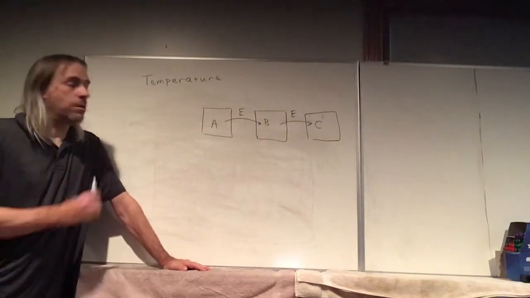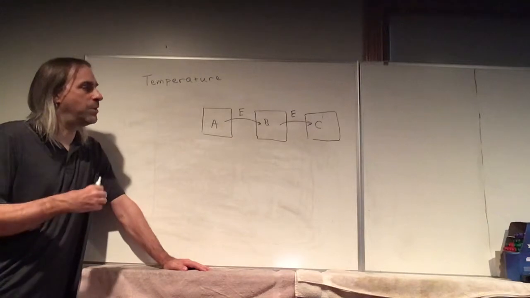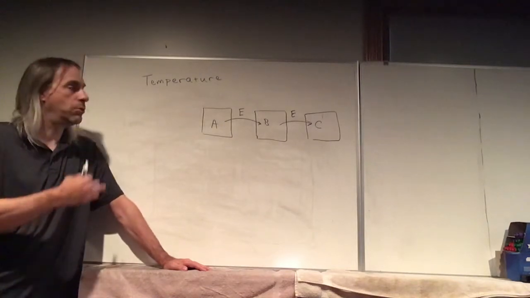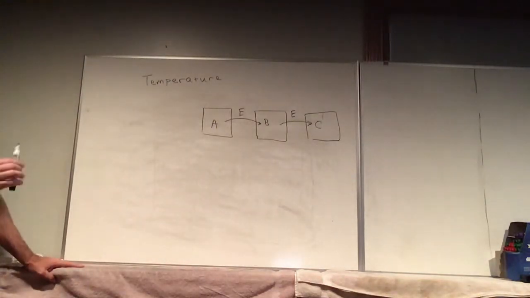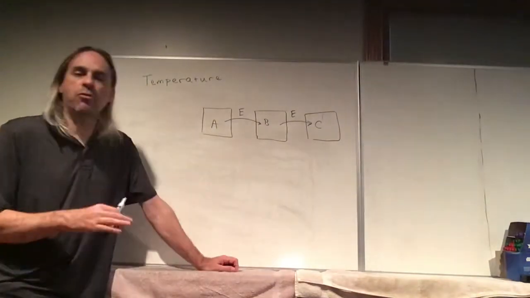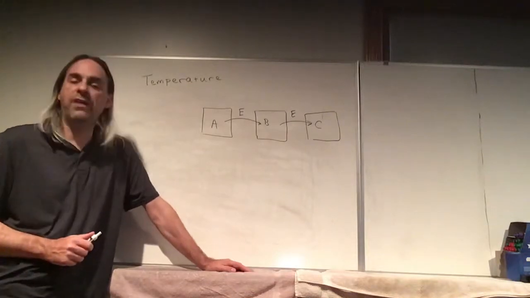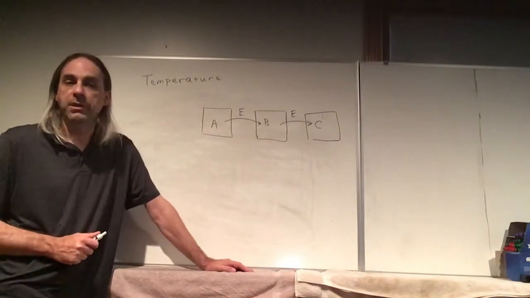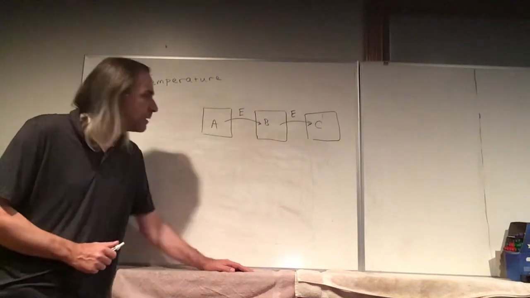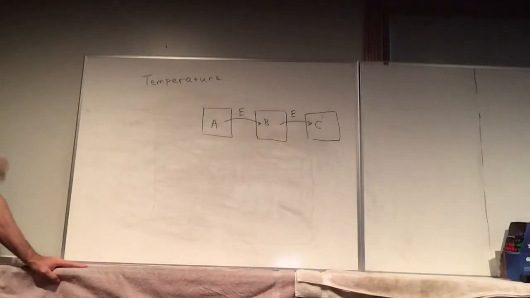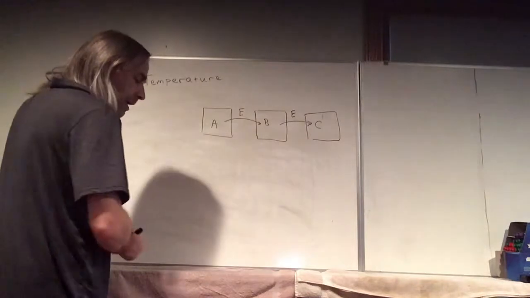Now, we want to do better than that, though. We want to actually be able to assign a numerical value to what temperature is. And we're going to, right now, have an operational way to define a temperature scale. So we're going to give a way to measure it without really defining what temperature is, but give us a way to assign numerical values to it. And we can do that with a thermometer.